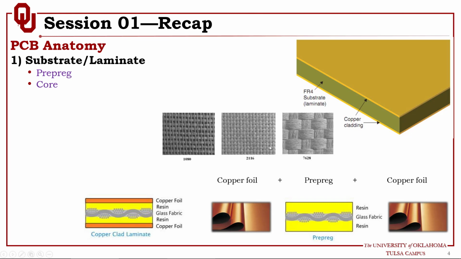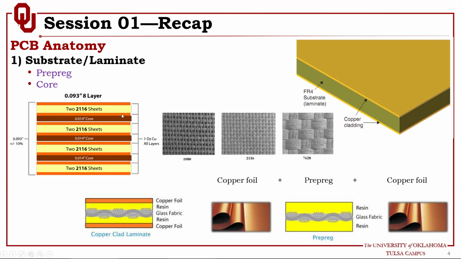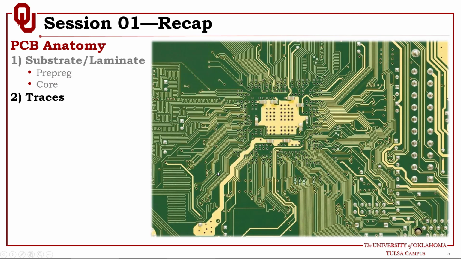And then in order to have more layers, you need to separate the copper clad laminates with the core. Here is an example that will make it clear. You have first layer, second layer, and you have 2 sheets of 2116. If we go back to session 1, you can find the thickness of this one, and now you can calculate the separation between layer 1 and 2. Then to separate the first copper clad laminate from the second copper clad laminate, you need to use a core. In this case, if you have 8 layers, you will have to use 4 pre-pregs and 3 cores to separate these pre-pregs.